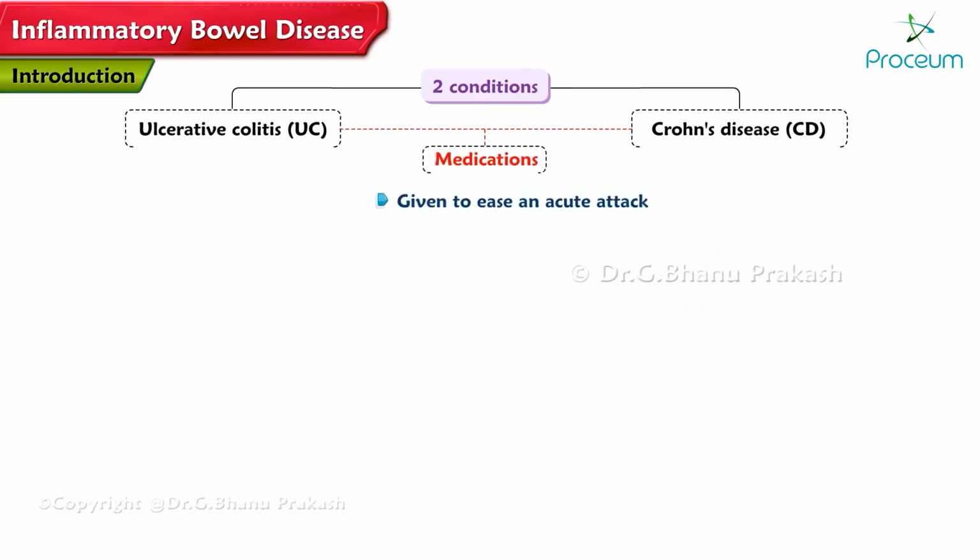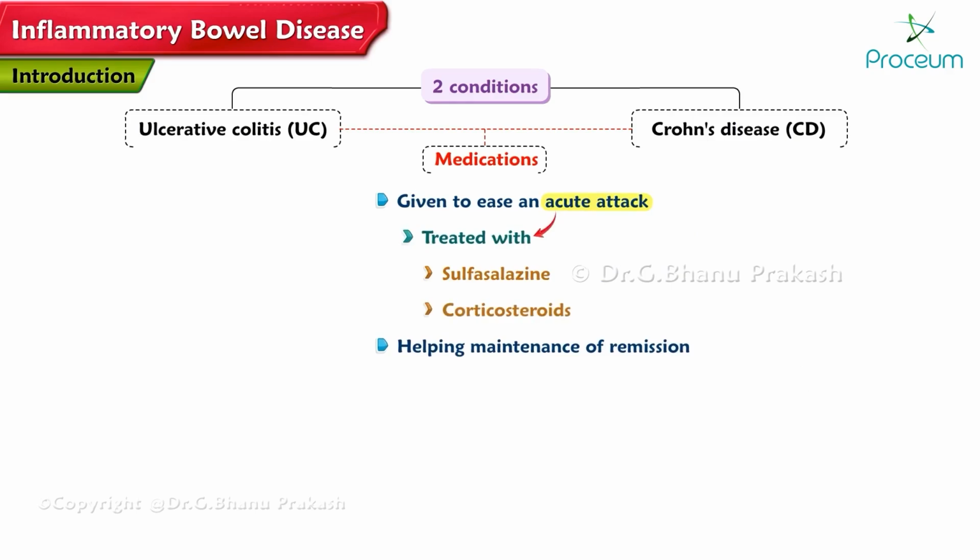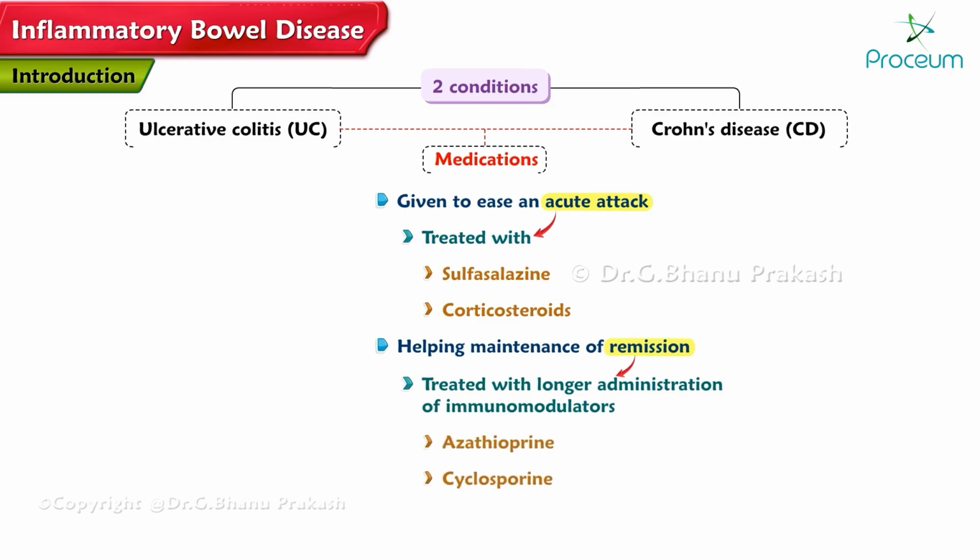Medications are given to ease an acute attack and for helping maintenance of remission. Acute attacks are treated with sulfasalazine and corticosteroids, while the remission is treated with longer administration of immunomodulators like azathioprine, cyclosporin, and anti-tumor necrosis factors.